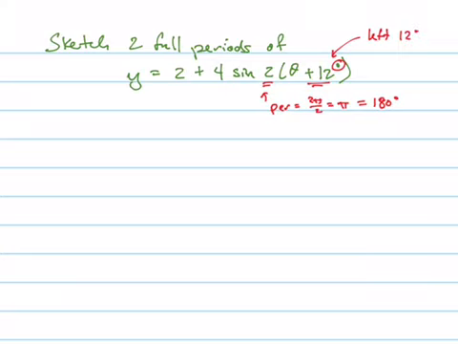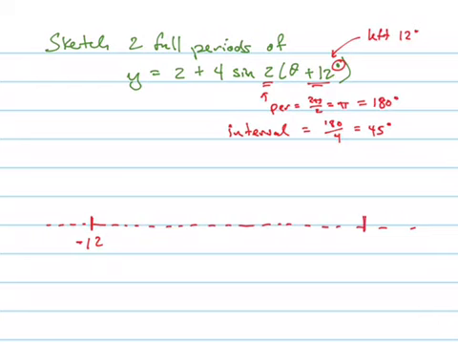So the first thing I'm going to do is set up my interval lengths. My interval length will be my period, 180, divided by 4. So that's 45 degrees. That's my interval length. So I'll draw my center line or midline, and I'll start it at negative 12, because that's where I'm supposed to be. And I'll add 180 to that, and that'll put me at my end.